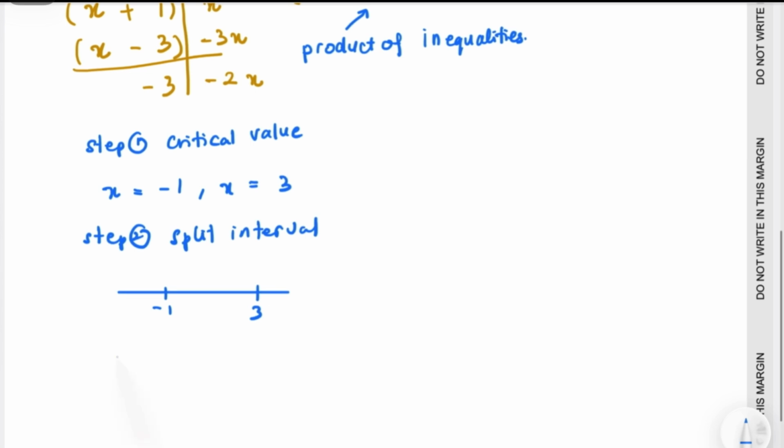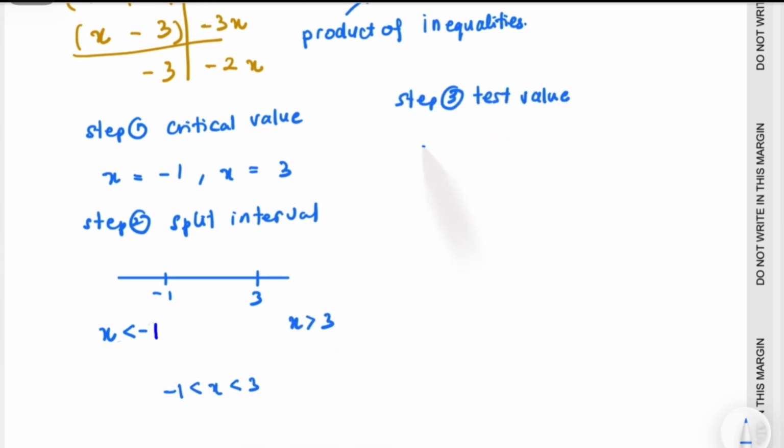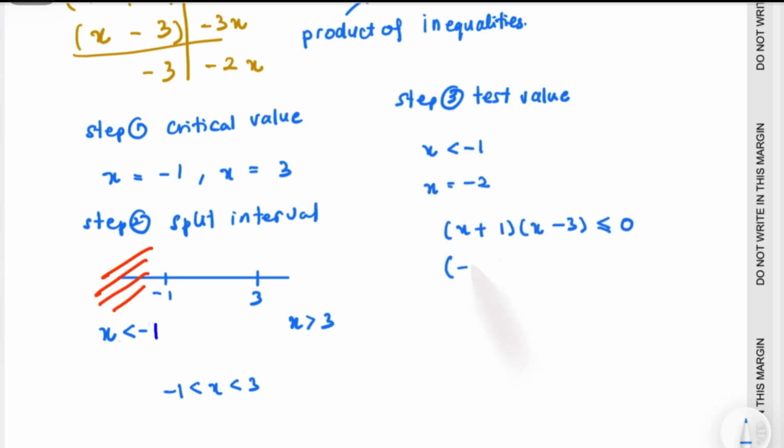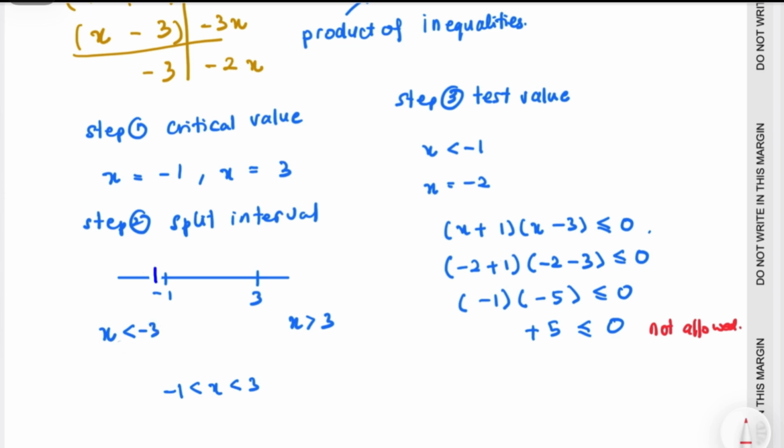Let's split into the possible intervals of x. x could be less than negative 1, or x can be between negative 1 and 3, or x is more than 3. Step 3 is to test the values. When x is less than negative 1, let's use x equals negative 2. Negative 2 plus 1 times negative 2 minus 3. Simplifying, negative 2 plus 1 is negative 1, times negative 2 minus 3 which is negative 5. Positive 5 is not less than 0, so this is not allowed.